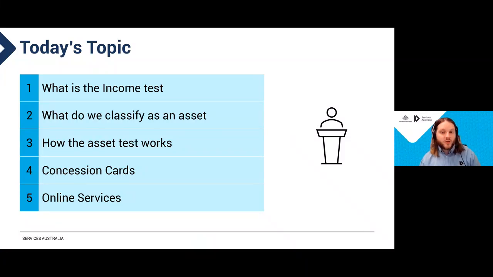In today's event, we're going to be looking at how your income and your assets can affect your Centrelink payments, such as pensions and allowances. What is the income test? What's the asset test? What do we classify as an asset? What type of concession cards are out there? We'll also take a look at some information on our online services and how these can make doing your business with us a little bit easier.